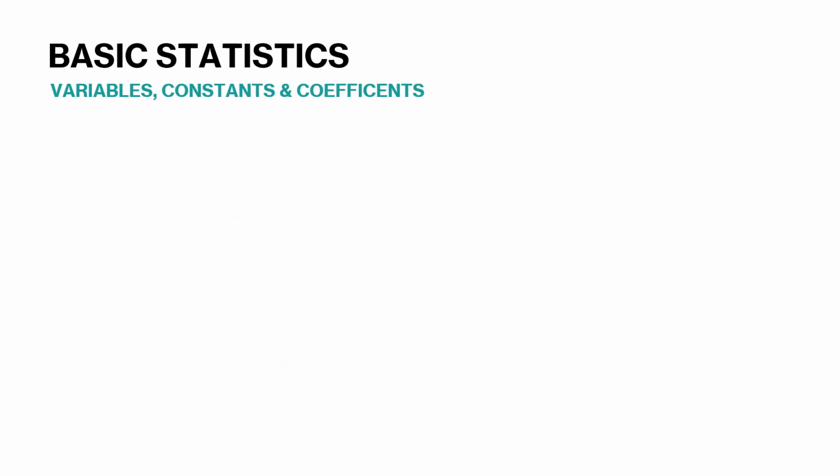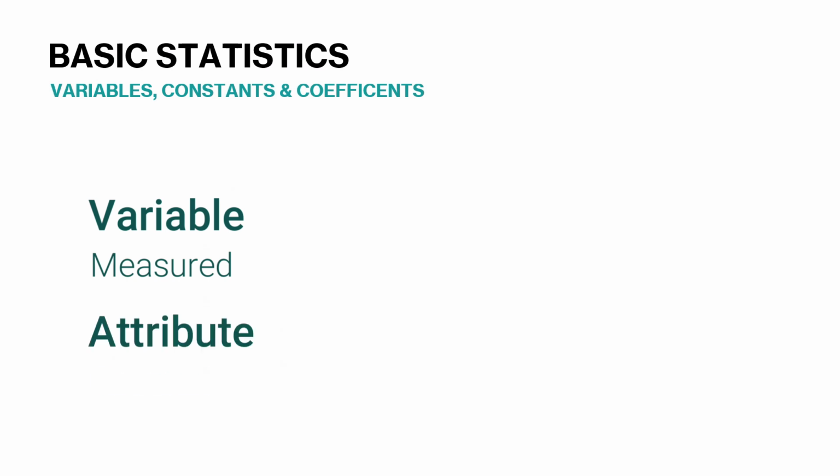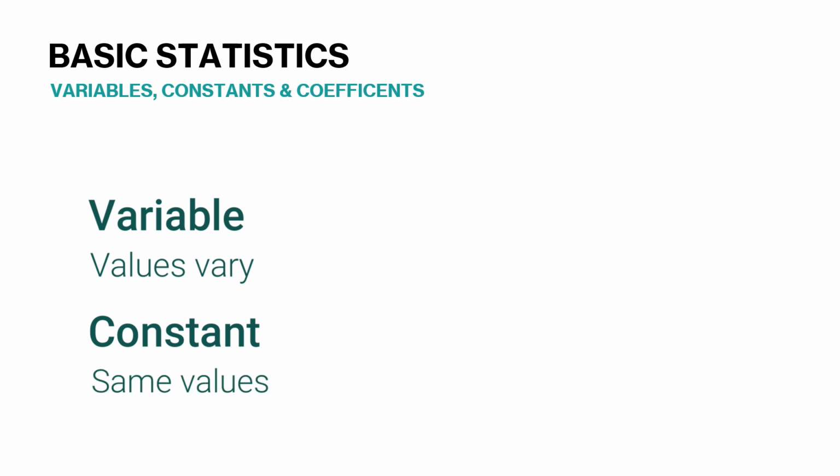Variables, constants, and coefficients. Statistics deals with measures and counting. If what we study can be measured, it is called a variable. If something can only be counted, not measured, it is called an attribute. Usually, an attribute shows the presence or absence of a certain characteristic in the population. The opposite of a variable is a constant. Unlike a variable, a constant remains the same at different points of time.